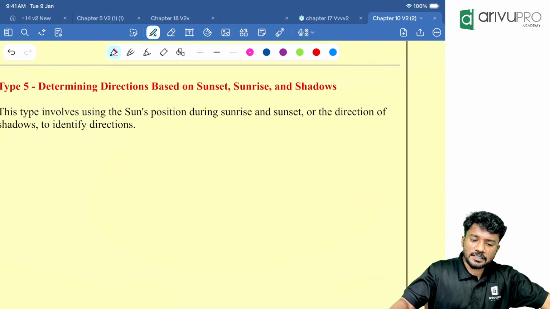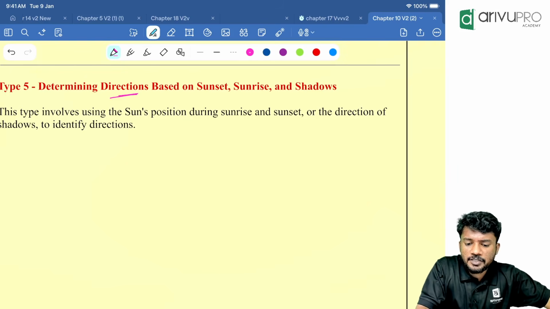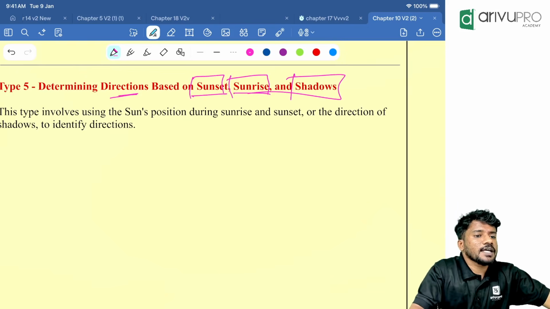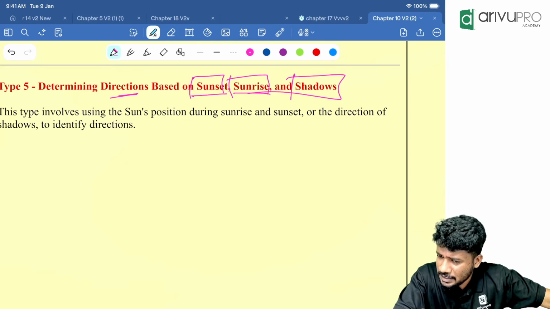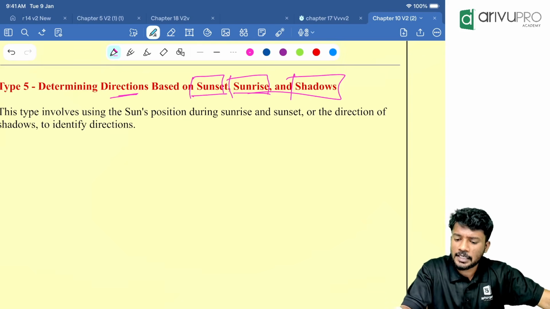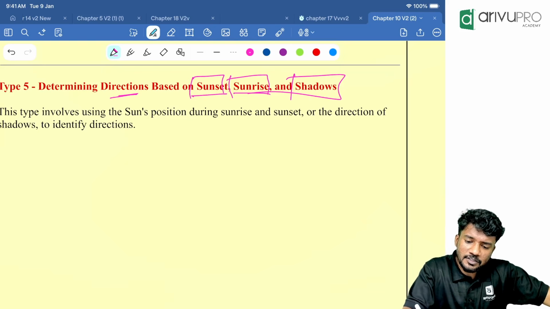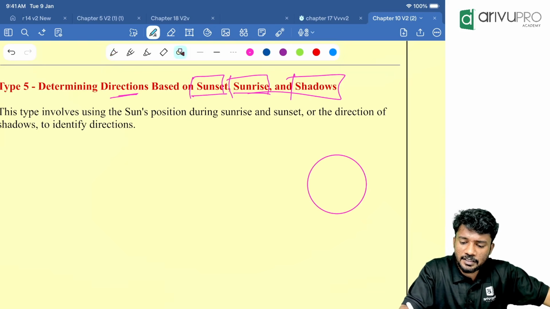Determining direction based on sunset, sunrise, and shadows. Actually, it is a shadow based question. Basically, that is called a shadow based question. Now, everyone knows one thing. Where does the sun rise? The sun rises in the east.